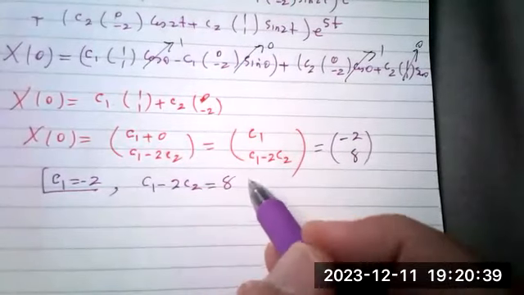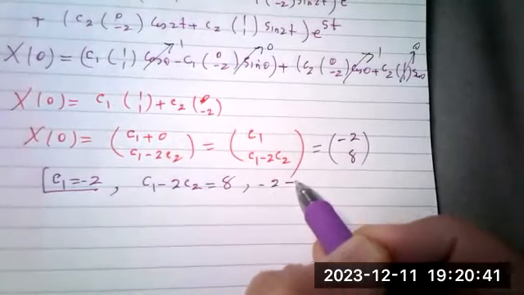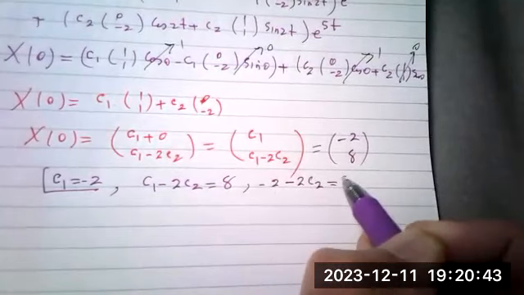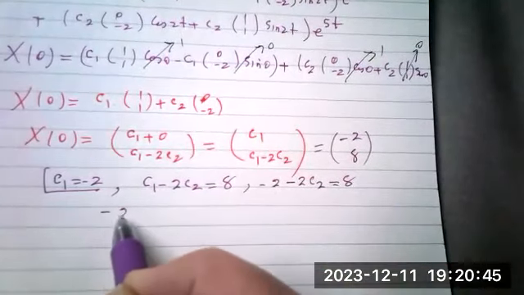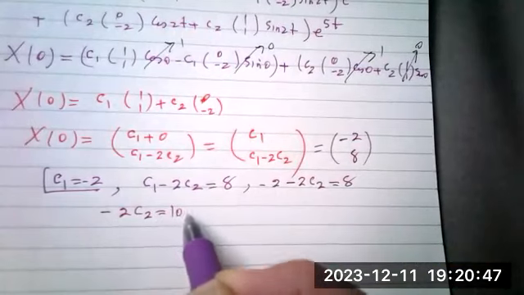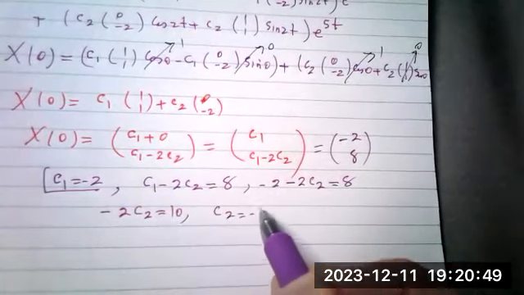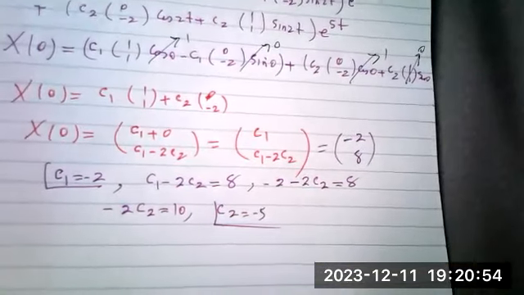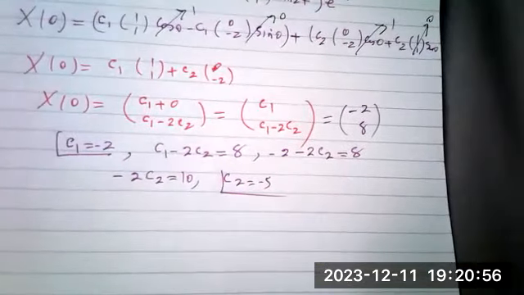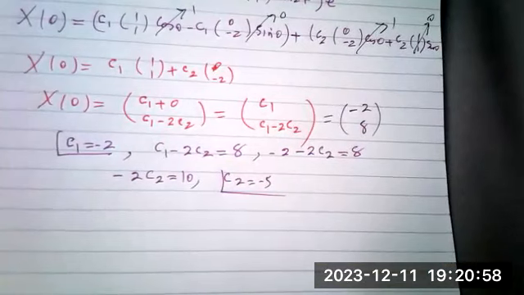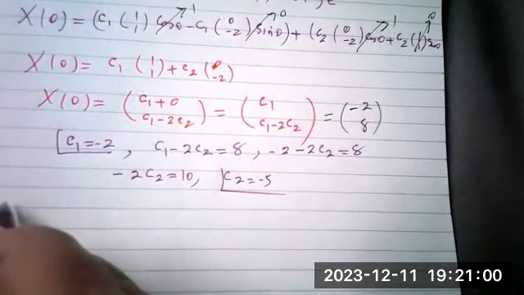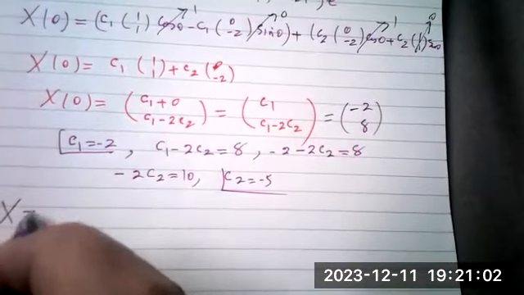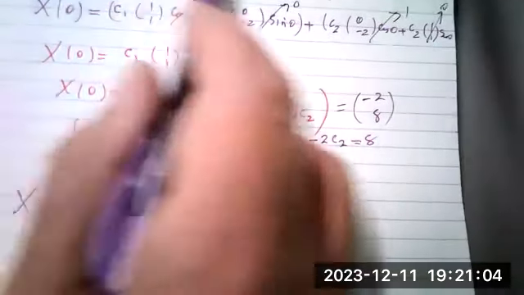You substitute for C1, so it's going to be negative 2 minus 2C2 equal to 8. So negative 2C2 equals 10, so C2 would be negative 5. So the initial condition will happen when C1 is negative 2 and C2 is negative 5. So this is the final answer. You just go back and substitute here.